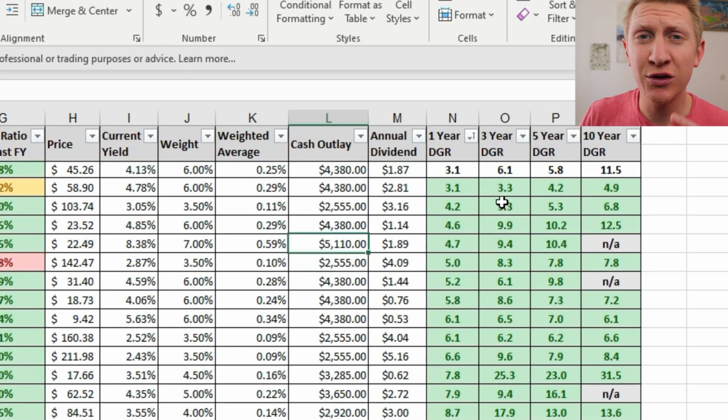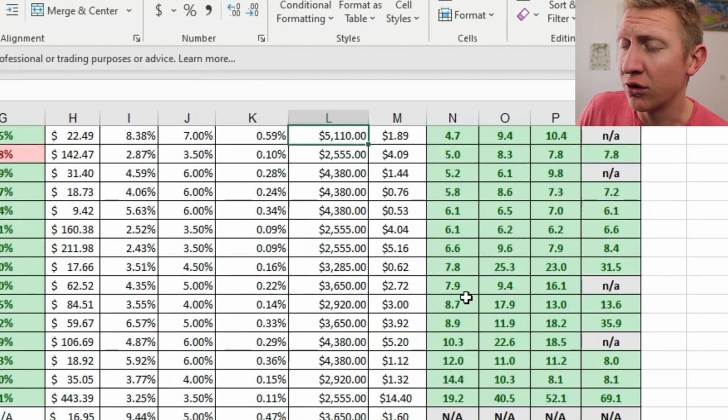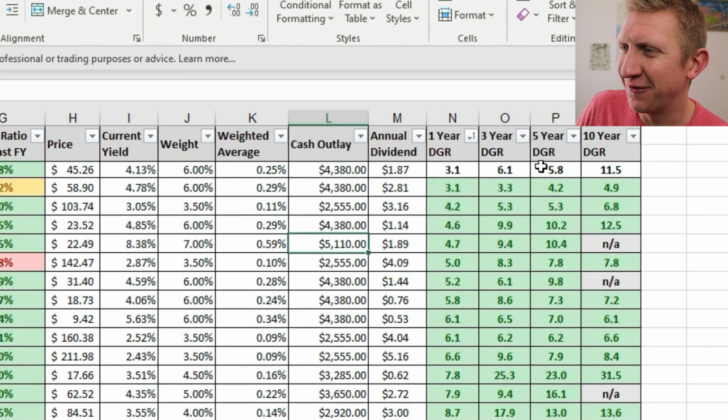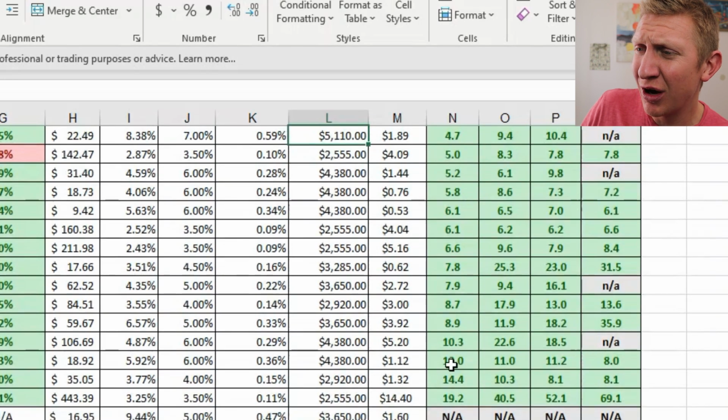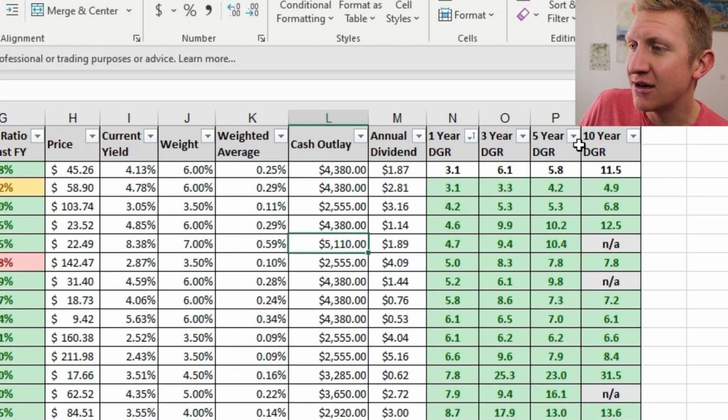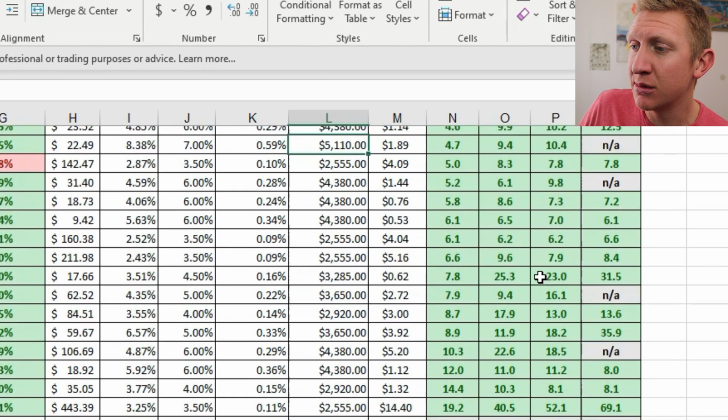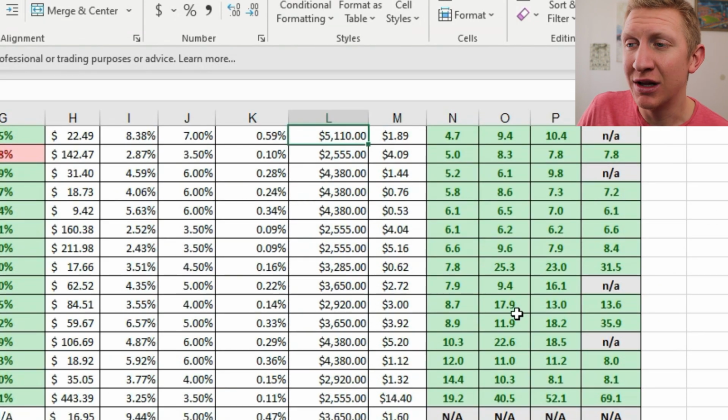You can also see that looking at the dividend growth rates here, all of my dividend stocks are green on the dividend growth rate. I'm not sure what happened with the formatting on this one right here, but all the 1-year growth rates are in the 3, 4, 5, 6, 7, 8, 9, 10, 12, 14, 19% here. And then on the 3, 5, and 10-year growth rates, all really strong here, some of them in double digits. So really big priorities for me.